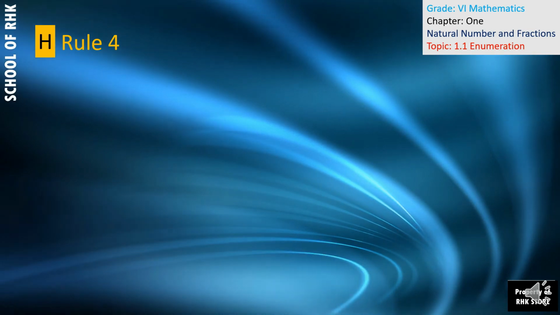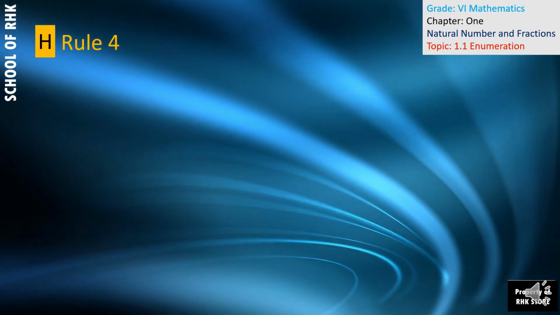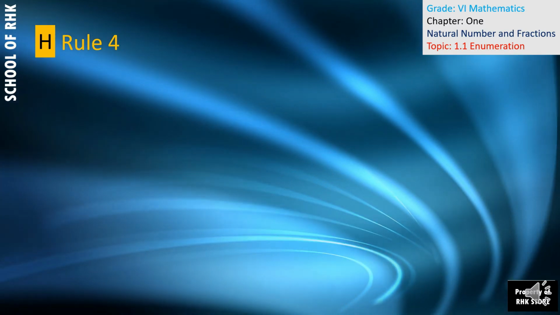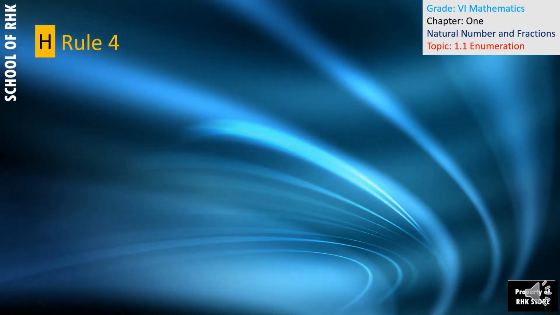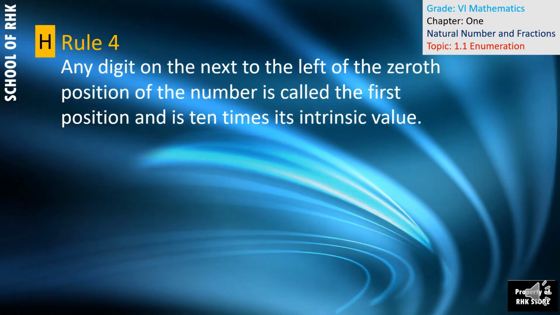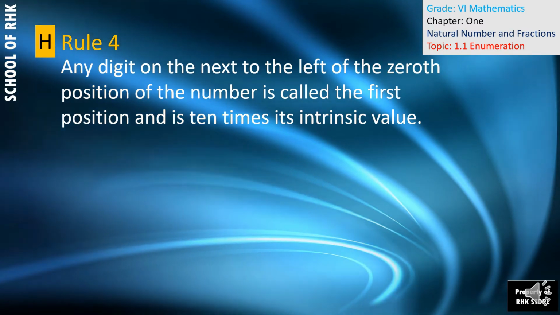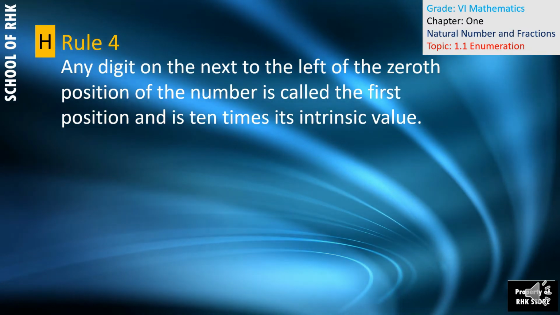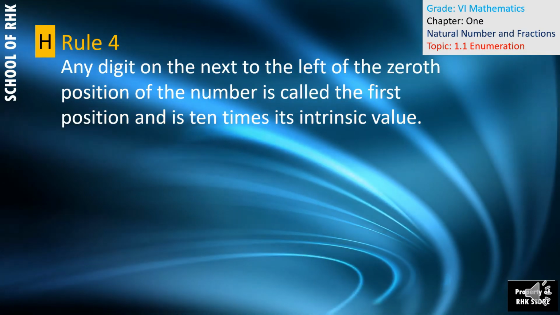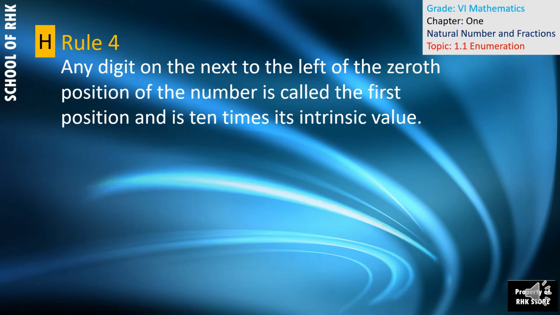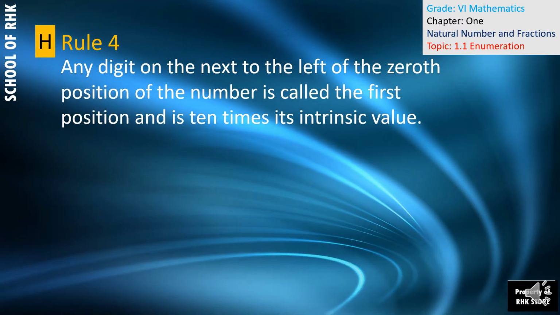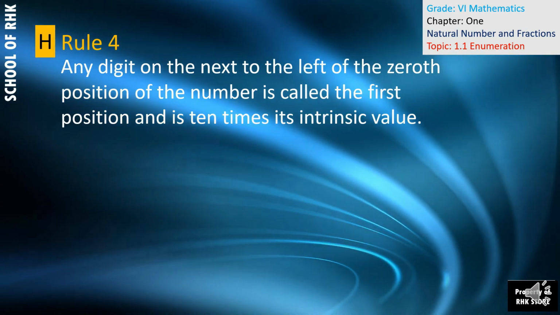Rule number 4. In the 10-based or decimal system, or the system of multiples of 10 numbering system, any digit next to the left of the zeroth position, or extreme right of the number, is called the first position and is 10 times its intrinsic value. The matter will be clear through example.